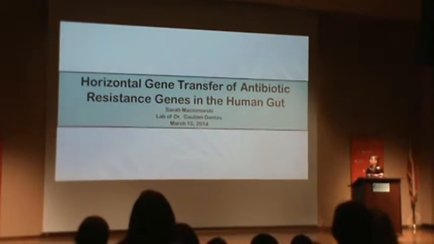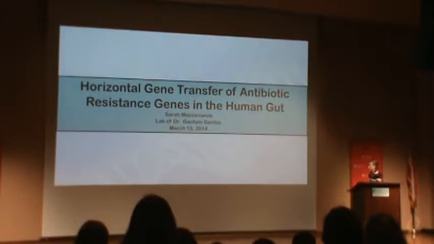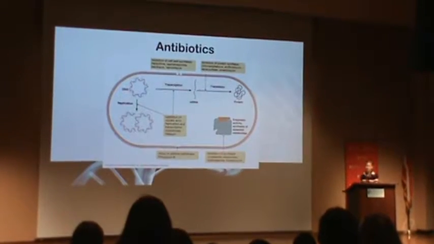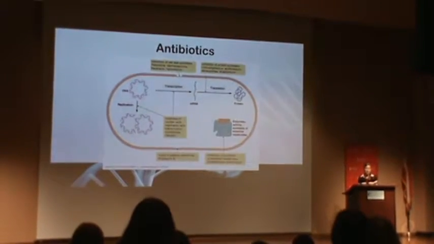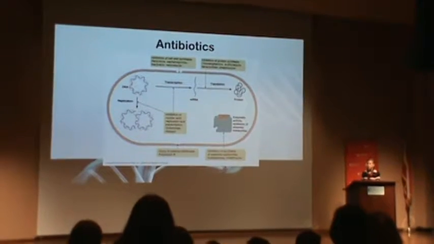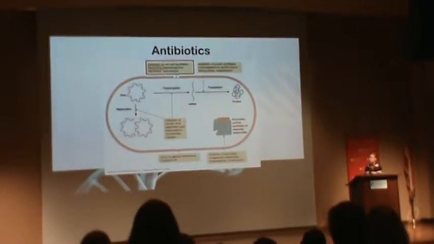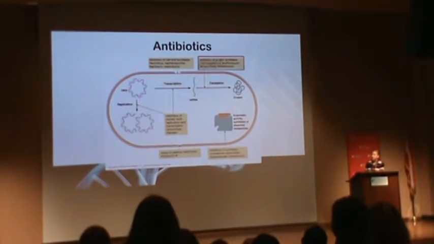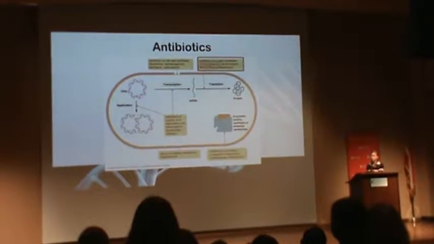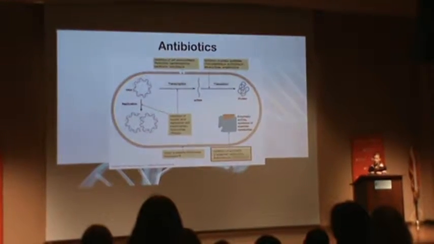So one of the main things that the Dantas lab studies is antibiotics. And antibiotics are just molecules that target a certain area of the cell to kill. So one of the antibiotics I worked with was penicillin, which targets the cell wall, chloramphenicol and tetracycline, which target protein synthesis, and trimethoprim, which targets DNA synthesis.